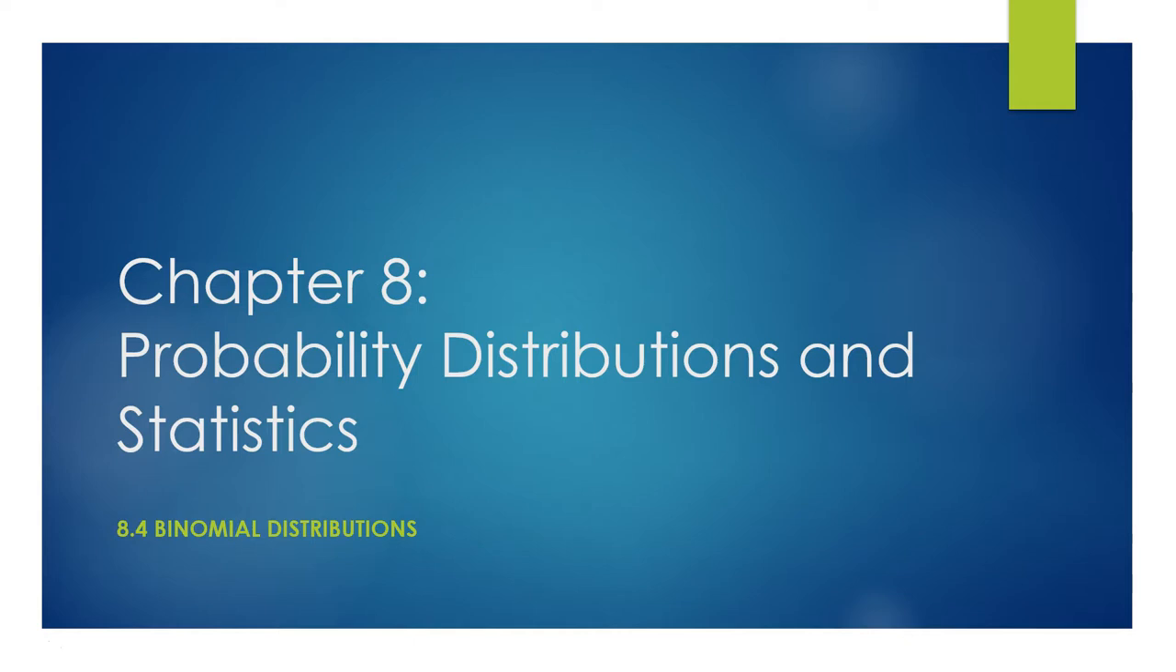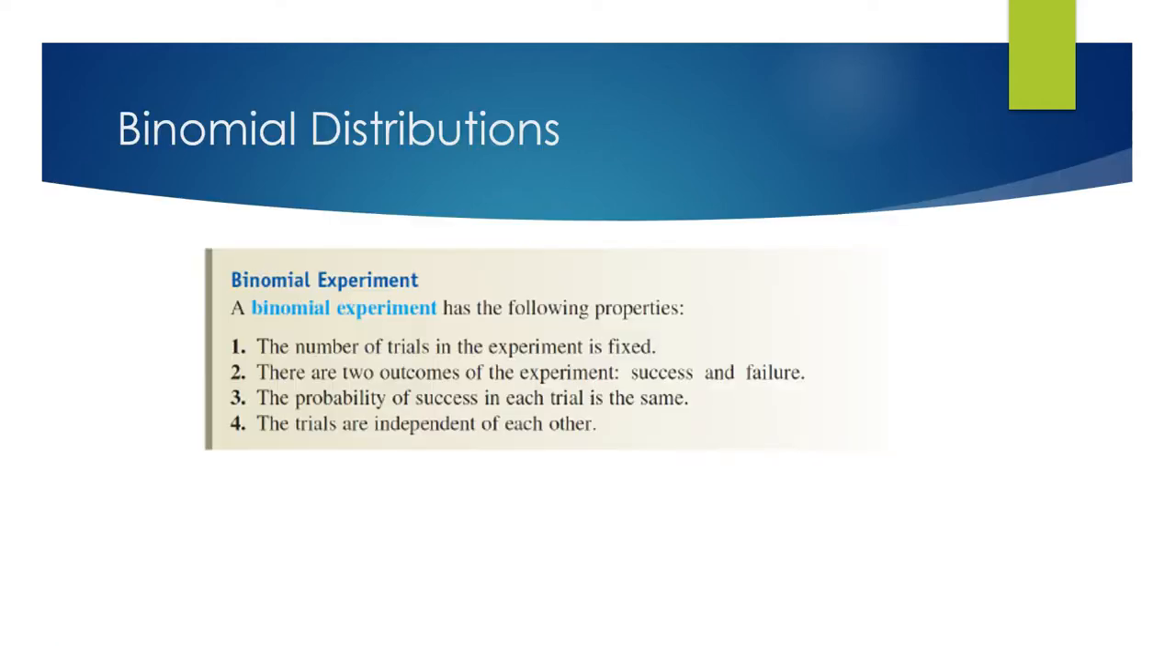A binomial distribution would be a probability distribution that was created by a binomial experiment. And a binomial experiment basically means that I have a fixed number of trials. There are only two outcomes for the experiment, success and failure. And sometimes you could alter that, depending on how you rephrase the question.